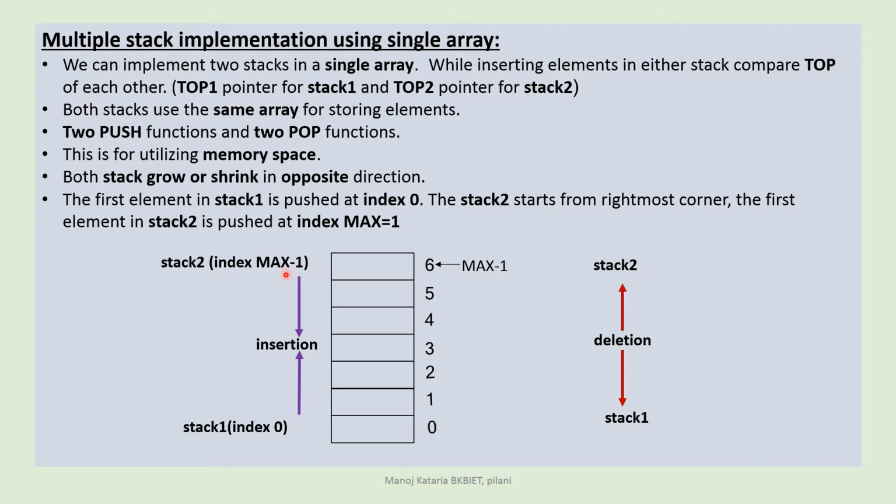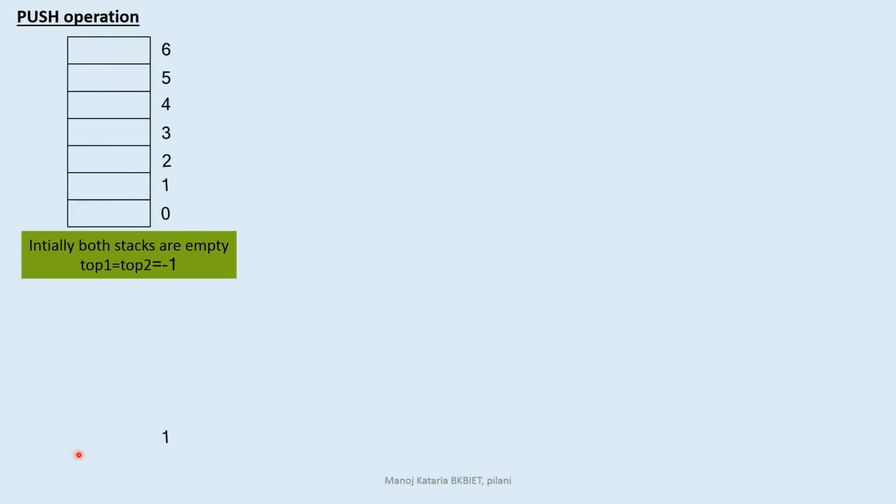So during push operation, top 2, which is a pointer for stack 2, is decremented like this, and during push operation, top 1, which is a pointer for stack 1, is incremented. Similarly, for deletion or pop operation, top 2 is incremented and top 1 is decremented. So we can say that both stacks grow or shrink in opposite directions.